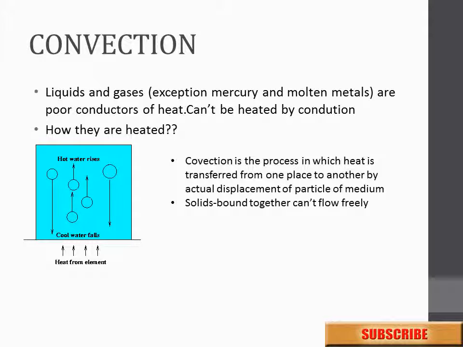Now coming to what is convection. Liquids and gases, except mercury and molten metals, are poor conductors of heat, so they cannot be heated by conduction. So how are they heated? You can see from the figure that heat enters from the element and hot water rises. First the cold water falls and then the hot water rises.